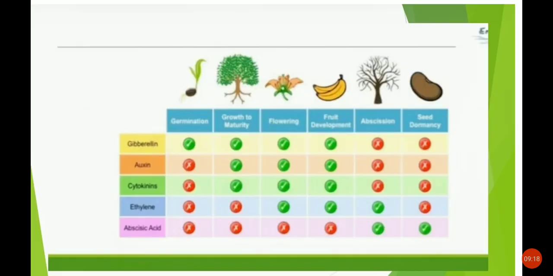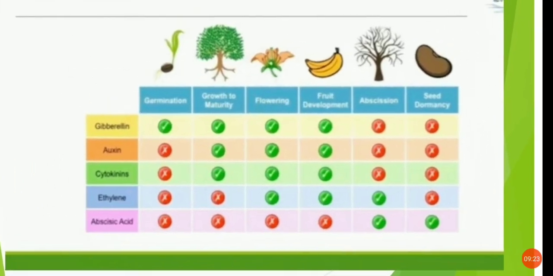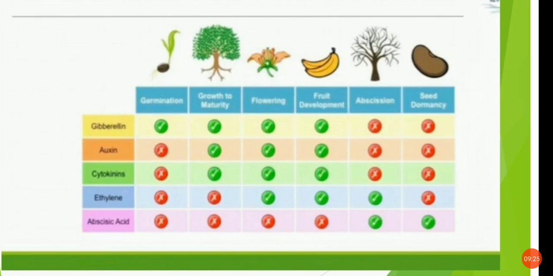Okay, fine. See here, these are all the hormones on this side. You can see on the left side: gibberellin, auxin, cytokinins, ethylene and abscisic acid. Here is germination. In germination, gibberellin helps. Gibberellin also helps growth to maturity, and flowering. In flowering it helps, and fruit development it helps.